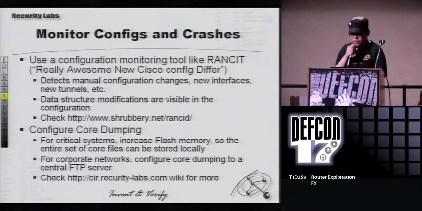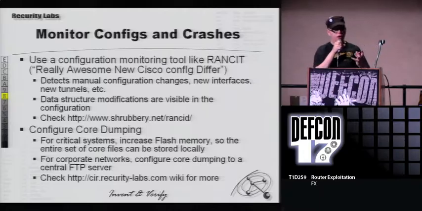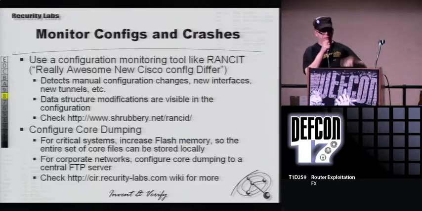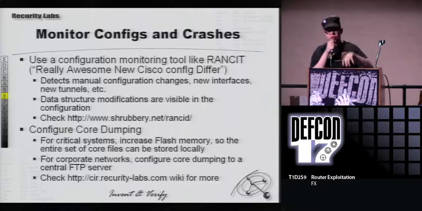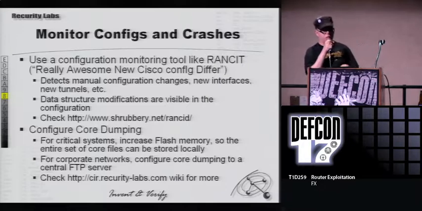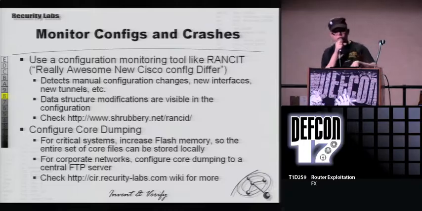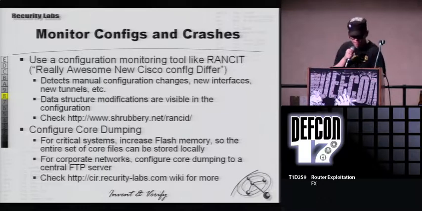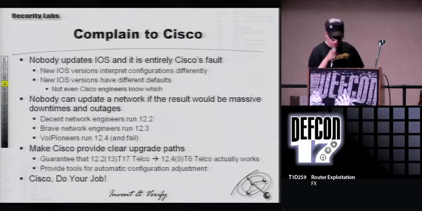So please do that. For really critical machines, add enough flash so they can dump locally onto their flash and don't need the network for that, because that is perfect evidence. If someone is shooting with an exploit on your machines and they can do that, you have the exploit. Go ahead and complain to Cisco.